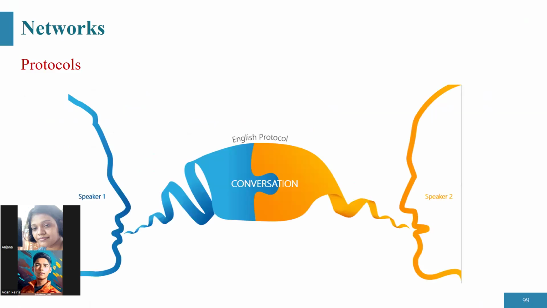Okay, now here speaker, it's very easy to understand. You can see the picture. English protocol, conversation, speaker 1, speaker 2. This is the protocol. While you and your friend are talking, you are using a protocol. If you're using English, that's your protocol. Between speaker 1 and speaker 2, the connection is established, and this is the protocol.